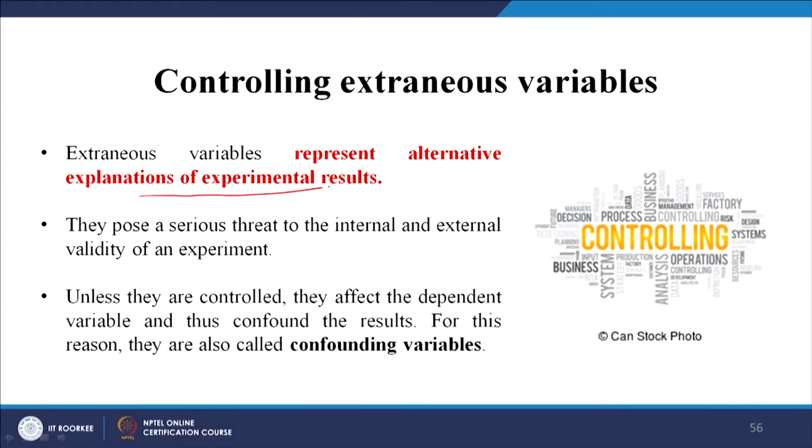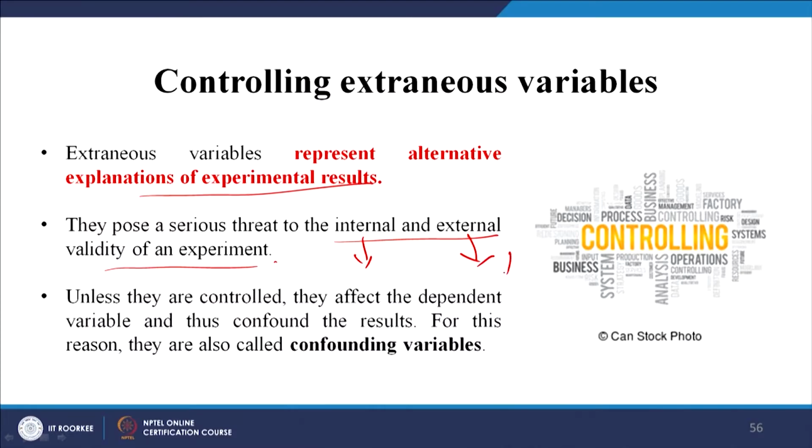Okay. How do you control the extraneous variables? External variables represent alternative explanations of experimental results. So, they tell you an alternate result; they tell you that the independent variable was not the only thing, there is something else beyond it. They pose a serious threat to the internal and external validity of an experiment. That means neither can you say the independent variable is responsible, so the internal validity is lost, nor can you take the study further to the population at large, so external validity also goes down. So, both are negative. Unless these are controlled, they affect the dependent variable and thus confound or disturb the results. For this reason they are also called confounding variables, because they disturb the result and affect it in a different manner. They are called confounding, confusing; they confound the results. Okay.